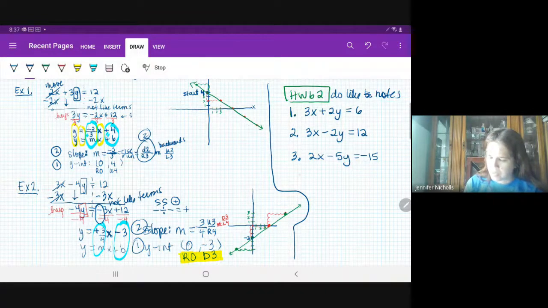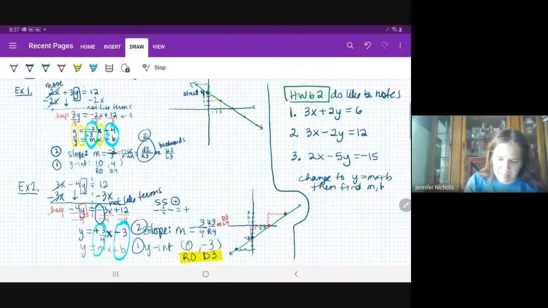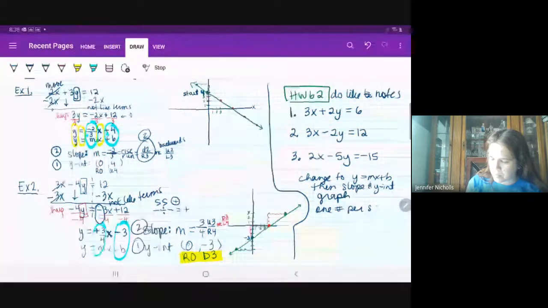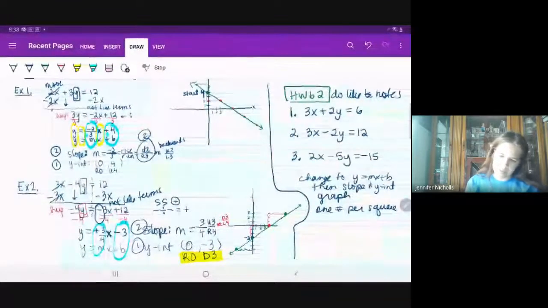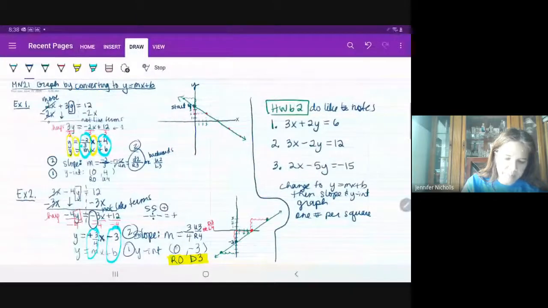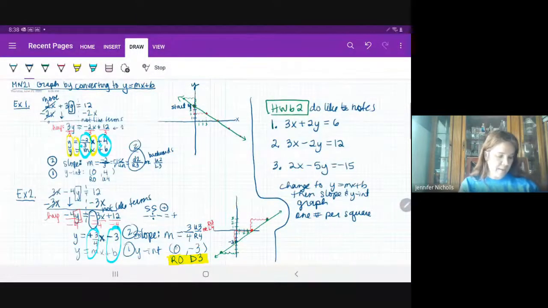So the do like notes is basically change to y equals mx plus b, convert, then find m and b, find slope and y-intercept, and then graph. And remember, one number per square. Okay, so you guys stop making extra lines, okay? So that's homework 62. And that's actually the only new homework we're doing today.